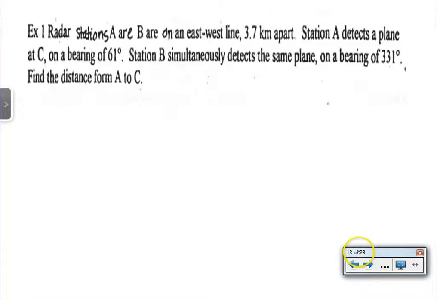Okay, some examples now. We have radar stations A and B on an east-west line 3.7 kilometers apart. So here's A, and here's B. Let's see if my drawing can even look close to right. This is 3.7 kilometers apart.